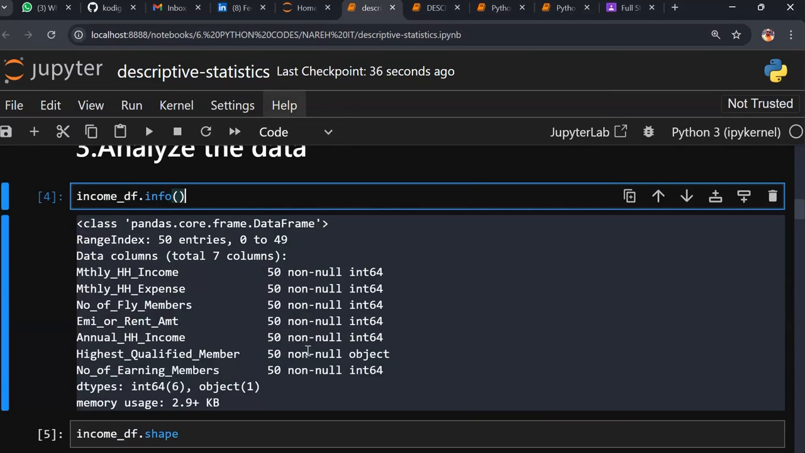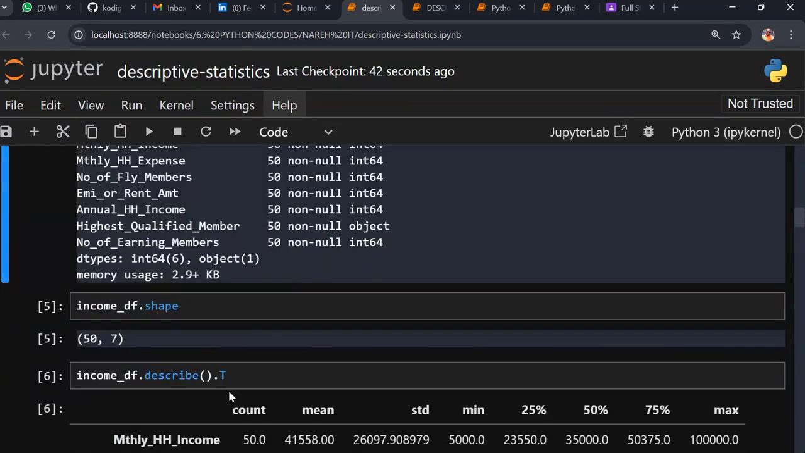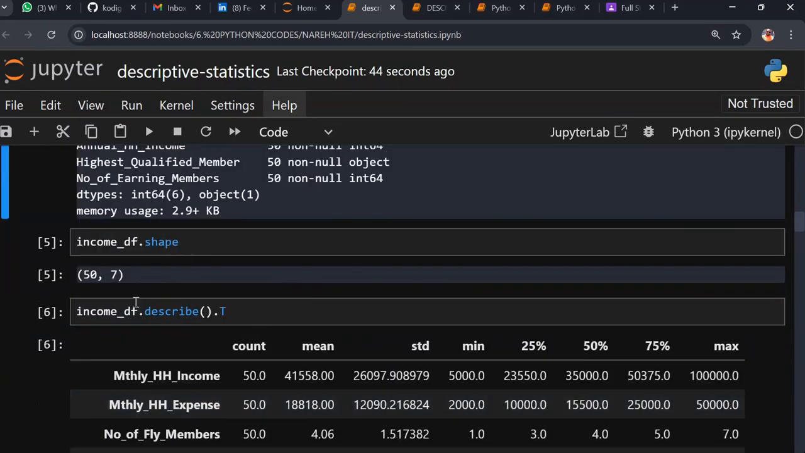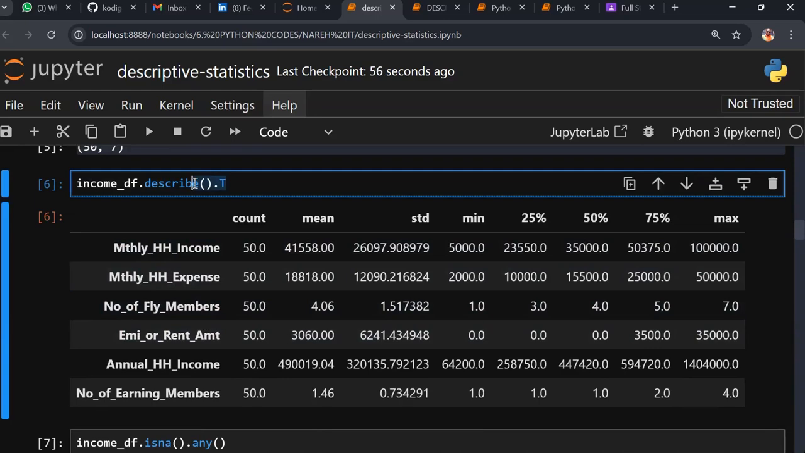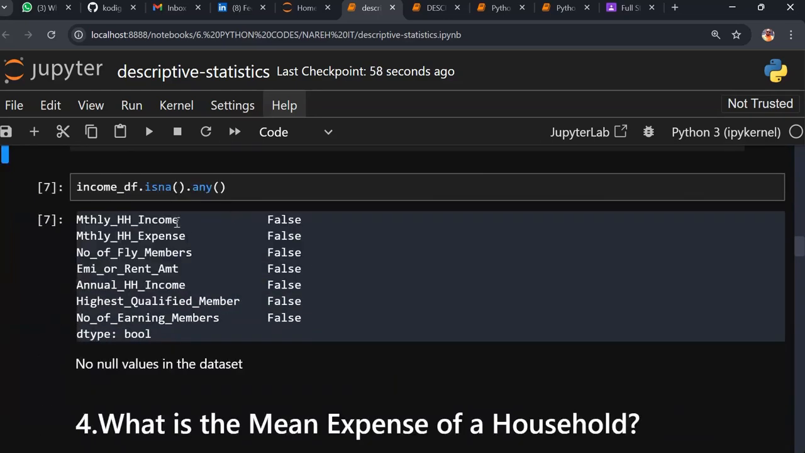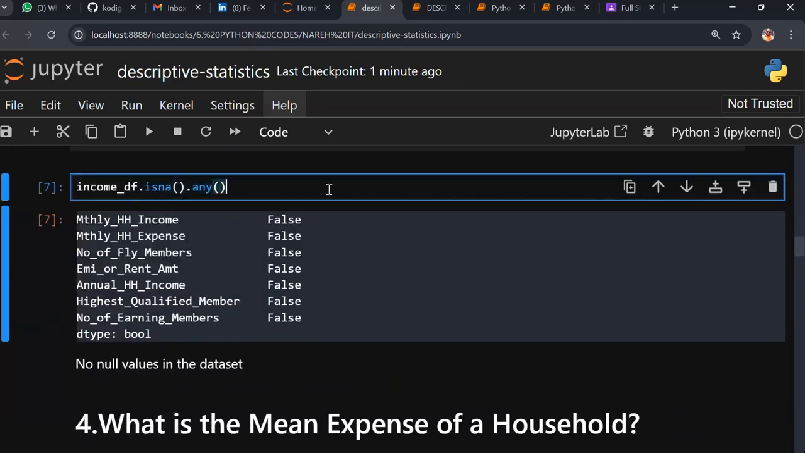Now see guys, this learning is not only for analysis; it can analyze your family incomes as well. Understand? So here df.shape: 50 rows and how many columns? 7 columns: house income, expenses, family members. The describe function, dot T. T refers to transpose.